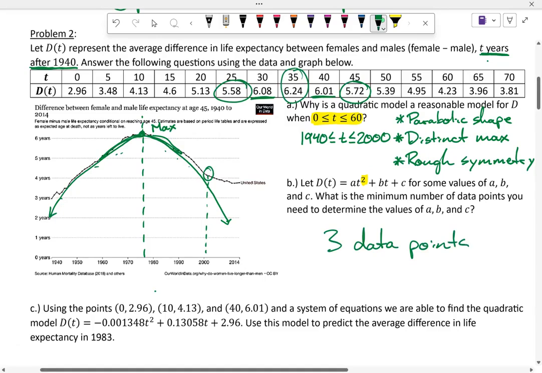Minimum. Can I have more than 3? Yeah, we have a lot more than 3 up there. But we need a minimum of 3 to build a quadratic. I can't build a quadratic from 2 points. But if I have at least 3, I can build a quadratic.